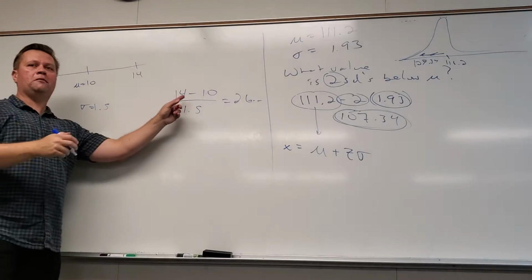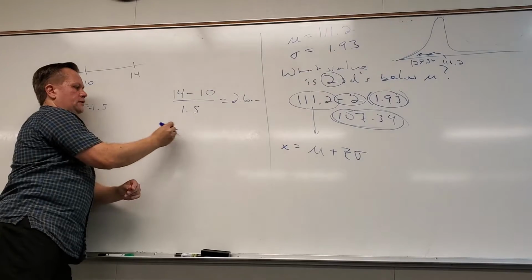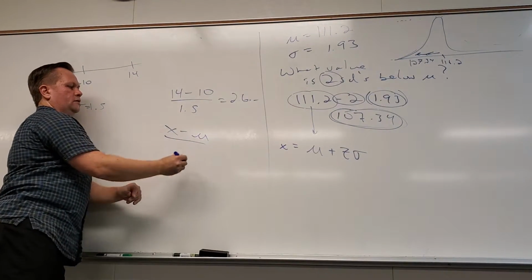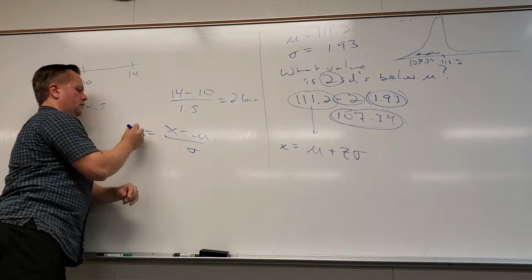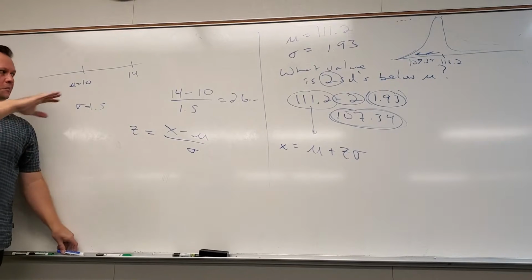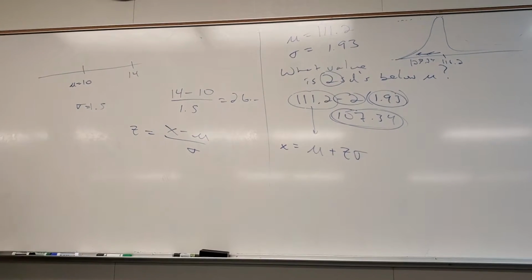2.6? What is that the formula for? What is the 14? It's just some data point. What's the 10? The mean. What's this 1.5? Standard deviation. That's the formula for z-score. Because what does the z-score tell you? The number of steps, the number of standard deviations from the mean to a data point.